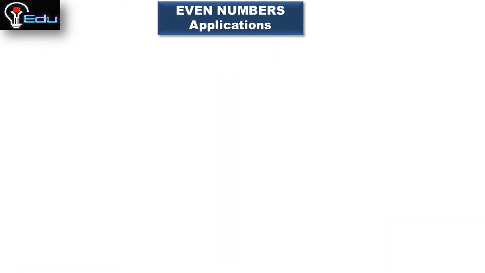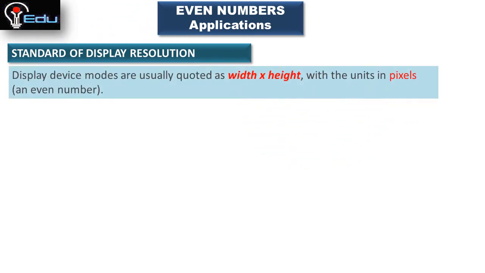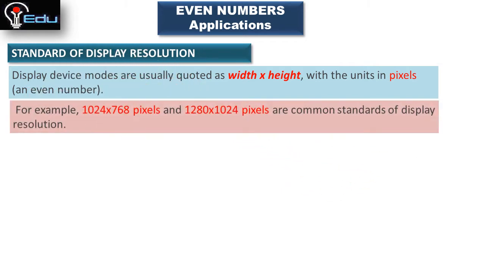And next is even numbers applications. So standard of display resolution. So display resolution have some standards. So we will see what are the standards available. So display device modes are usually quoted with width by height, with the units in pixels. So these are in even numbers. For example, 1024 by 768 pixels and 1280 by 1024 pixels are common standards of display resolution. So these are the display resolution standards.